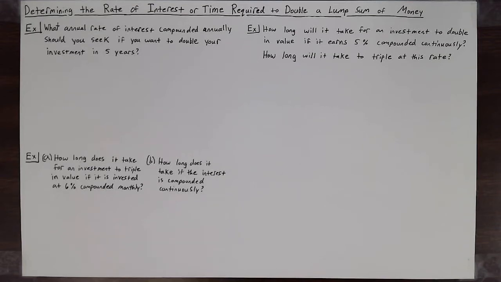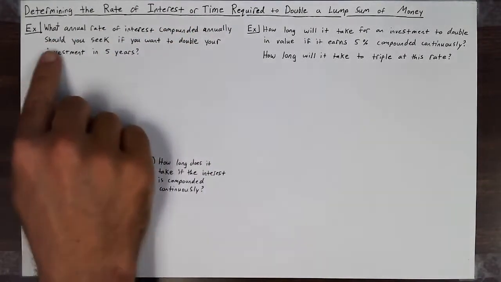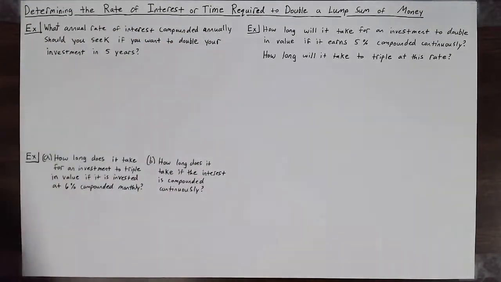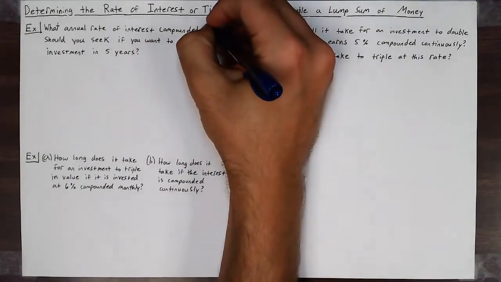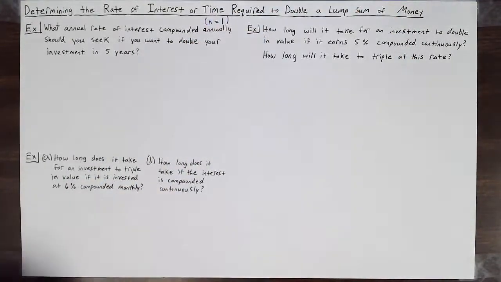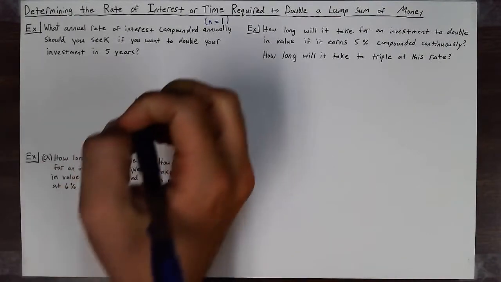In this video, we're going to learn how to determine the rate of interest or time required to double a lump sum of money. So we'll start with the first example. What annual rate of interest compounded annually should you seek if you want to double your investment in 5 years? So this is compounded annually, so that just means n is equal to 1. And we want to double our investment after 5 years.